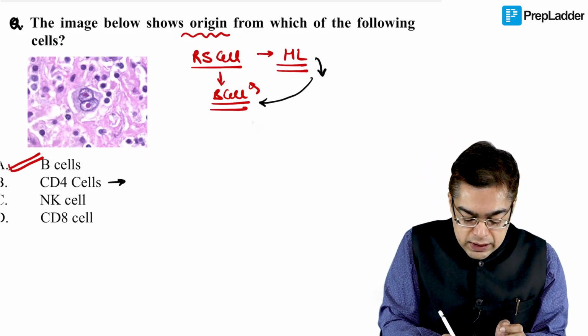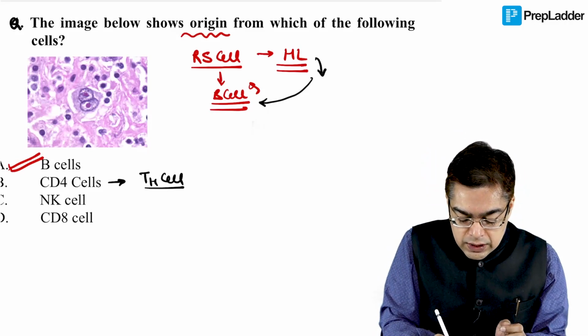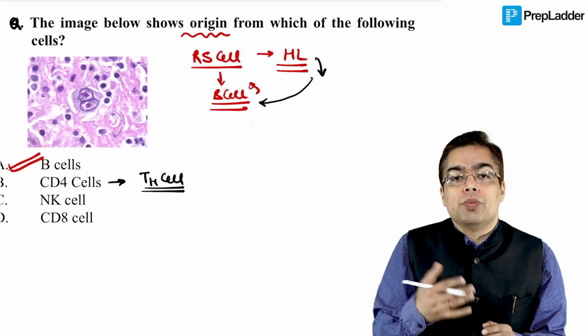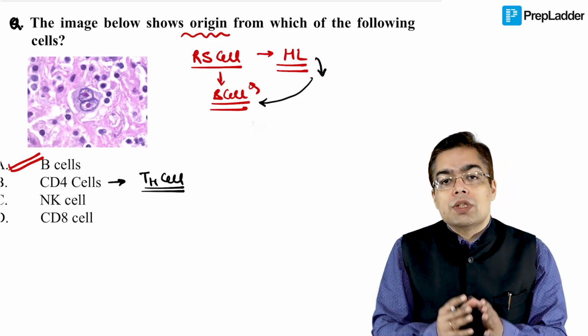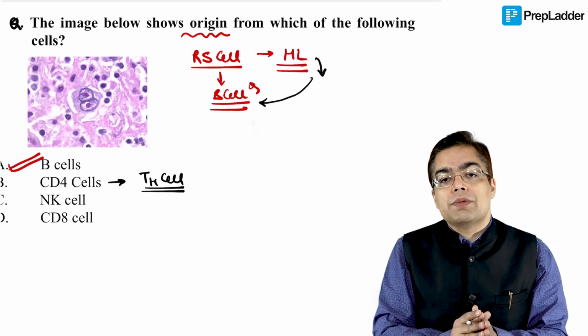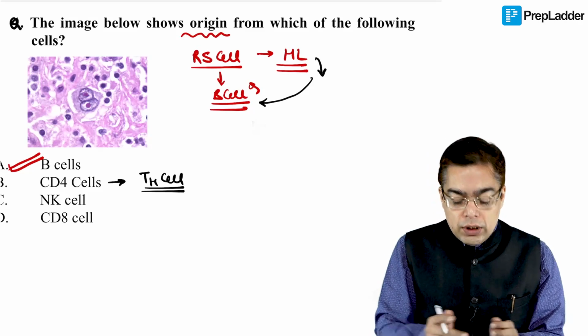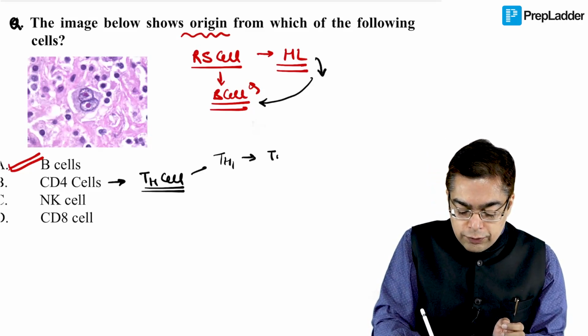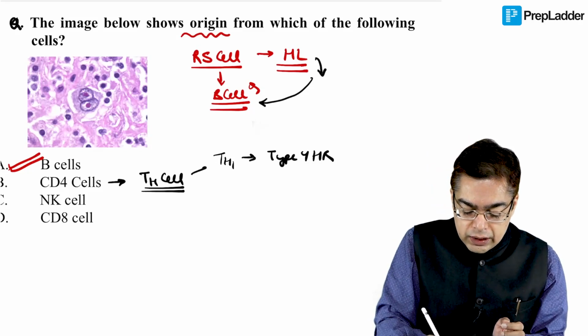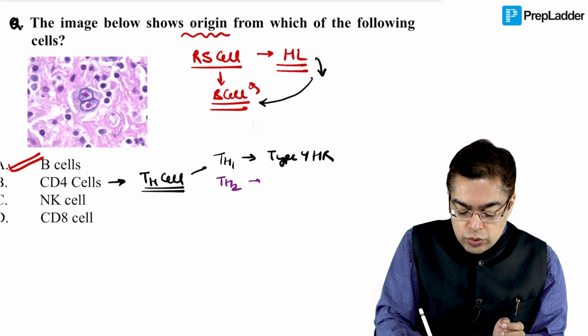Now having a look at the other important options, when we talk about the CD4 T cells, these are the cells which are called the helper T cells. You need to be familiar with the fact that they have two important subtypes, as we discussed in the section on immunity, which play an important role in different types of hypersensitivity reactions. Th1 is important for the pathogenesis of type 4 hypersensitivity reaction, whereas Th2 is very important for the pathogenesis of type 1 hypersensitivity reaction.